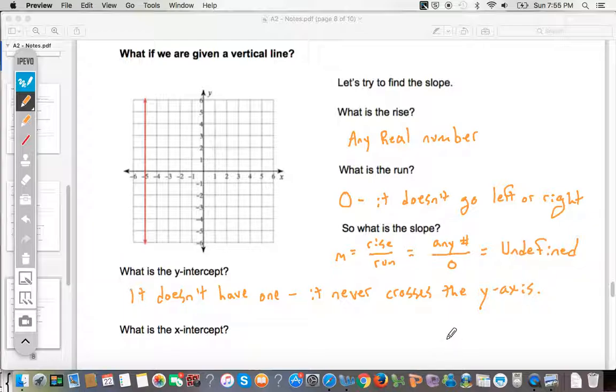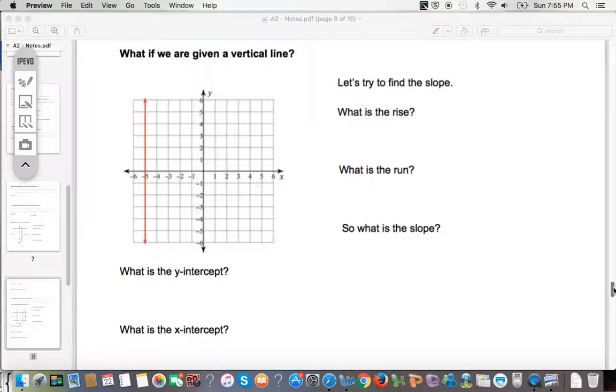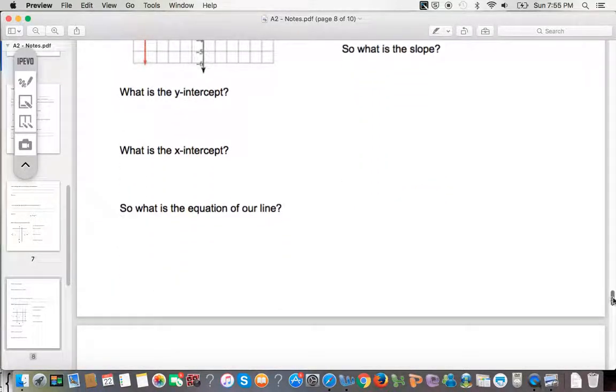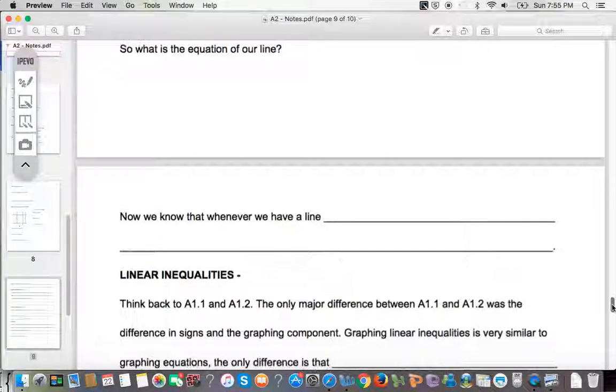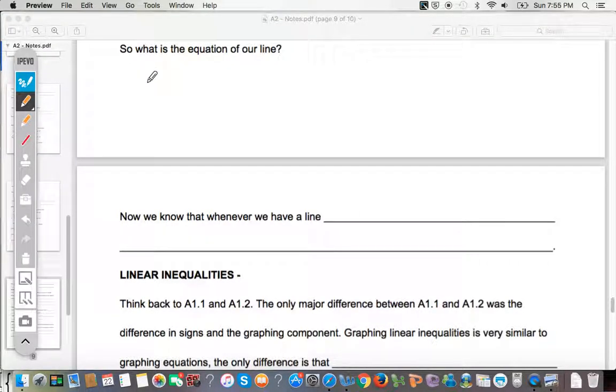Now what is the x-intercept? Where does it cross the x-axis? Take a look at the x-axis here, and it crosses right here, at x equals -5. So what is the equation of our line? We're just left with x equals -5.